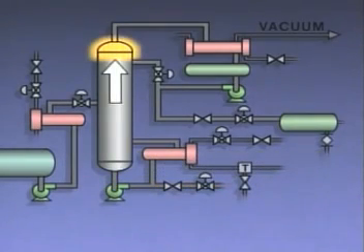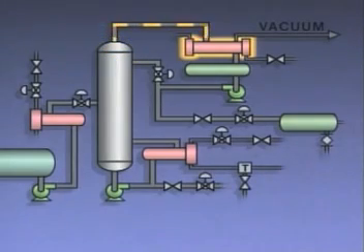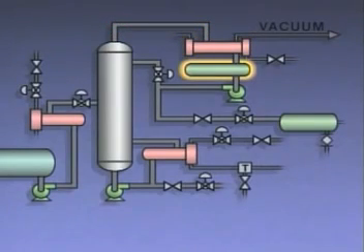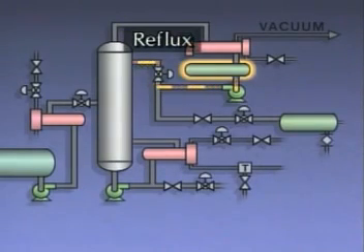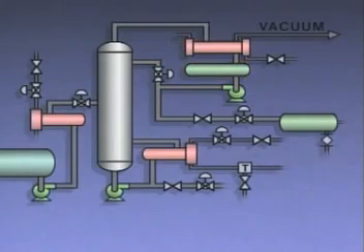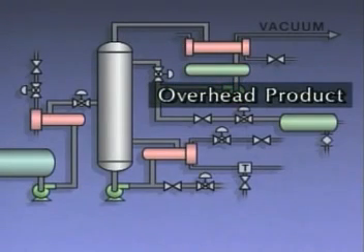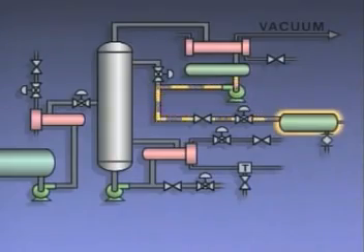Meanwhile, the lighter, lower boiling component of the feed mixture rises to the top of the column as a vapor. It's routed to a condenser, where it's cooled and turned back into a liquid. The condensed liquid collects in a tank called a receiver. Part of the liquid, known as reflux, is pumped back to the top of the column. The liquid that's been distilled enough to meet specifications is called overhead product. It's pumped to an overhead product storage tank.